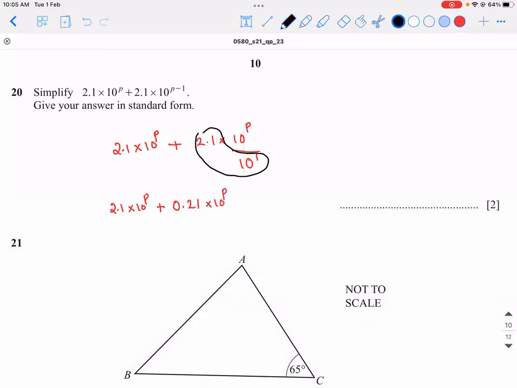Since both have the same power of 10, you can take it common. So 2.1 plus 0.21. What is our answer? 2.1 plus 0.21. The answer is 2.31 multiplied by 10 to the power of p. Simple. The answer is 2.31 multiplied by 10 to the power of p. So that is our answer in standard form.